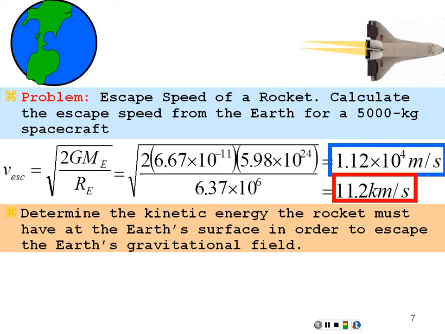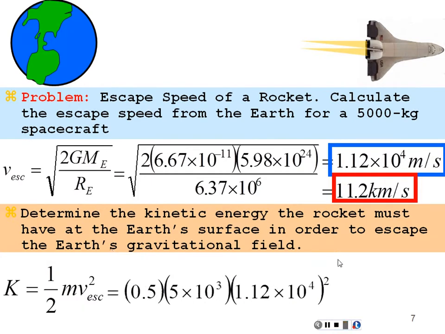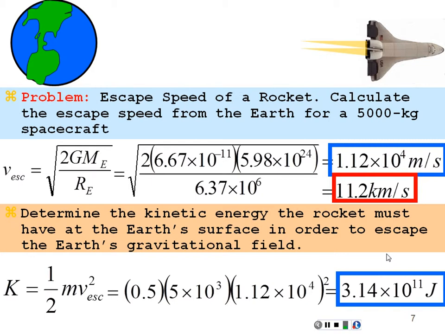Determine the kinetic energy the rocket must have at the Earth's surface in order to escape the Earth's gravitational field. Well, it's going to need this speed, and for the 5,000 kilogram rocket, we're going to have 1/2 times 5,000 times 1.12 times 10 to the 4 meters per second, squared. We're going to need 3.14 times 10 to the 11 joules to escape Earth, roughly the energy in a very small thunderstorm. 3.14 times 10 to the 11 joules for this rocket to escape the Earth.